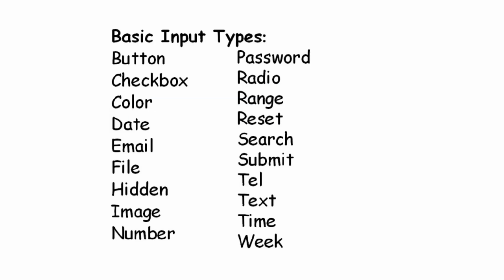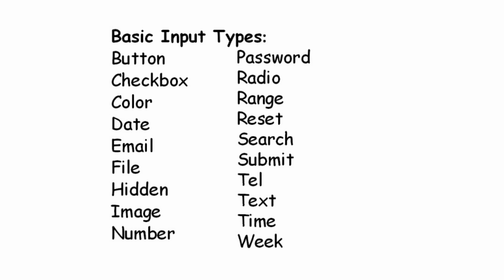Basic input types. Button is used to create a button you can click. Checkbox, lets users pick one or more options. Color, opens a color picker. Date, allows users to select a date from a calendar. Email input type is for entering an email address. File is for letting users upload files. Hidden is not visible to the user but can store data.